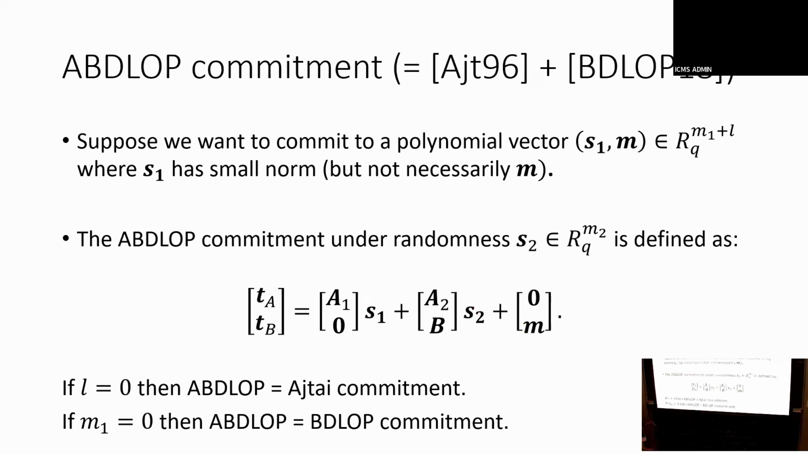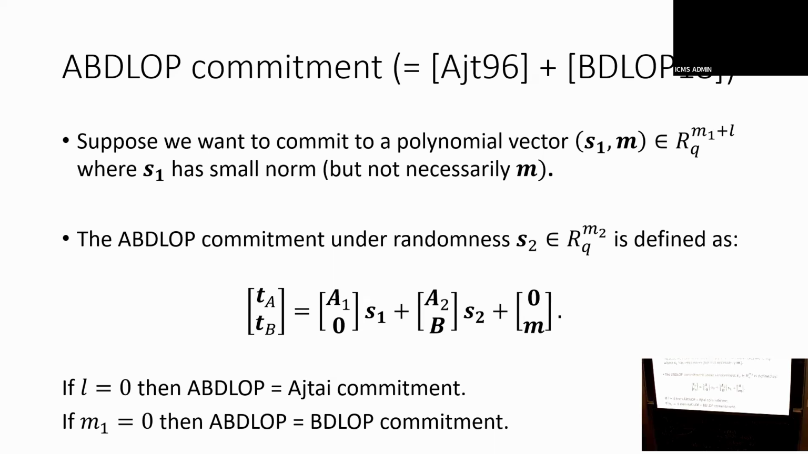For people more familiar with commitments, if L, the length of the big message M, is equal to 0, then we have the Ajtai type, so TA is A1S1 plus A2S2. Simple. And if S1 is empty, then you get exactly the BDLOP commitment. So we have this distinction between messages: we split the message into the part with small norm and the part with big norm. Are there any questions so far?